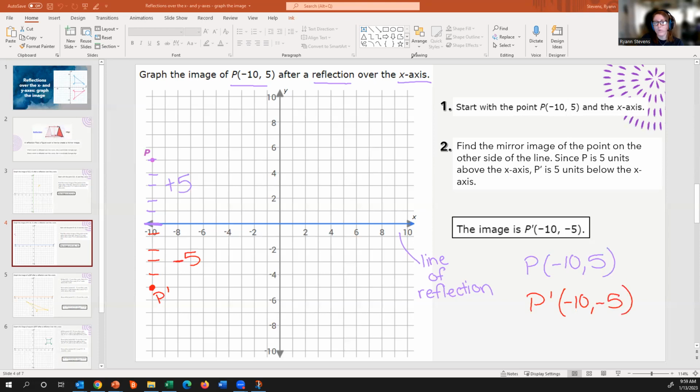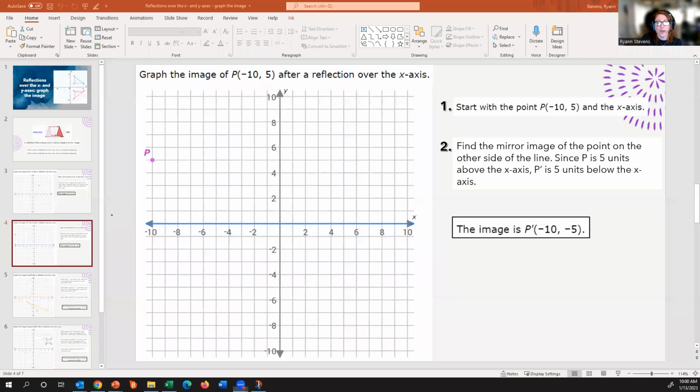So see how we're reflecting this over the x-axis. So since it's the x-axis, it's going to be opposite. Our y-coordinate is going to be the one that changes. So in this case, -10 stays the same for both. And then our y-coordinate went from a +5 to now being a -5 with the image.